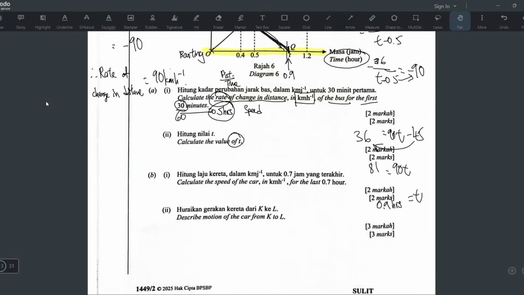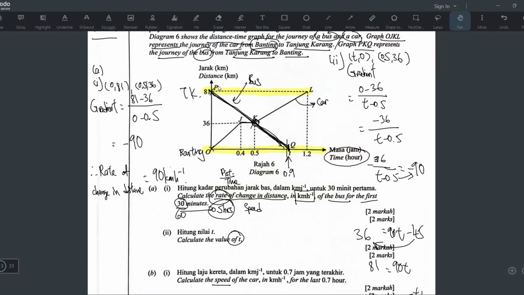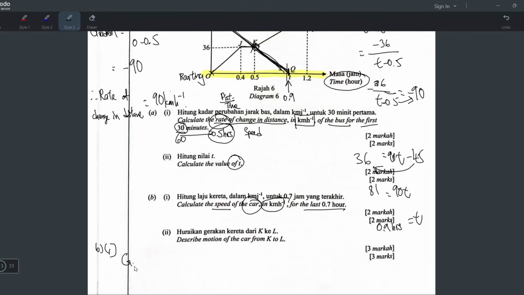Okay, let's do B1. B1 wants us to find speed. So use gradient again. Yes, because this is a distance time graph. For a distance time graph, to find speed we use the gradient. But this time they want it for the car, for the last 0.7 hour, and the unit is kilometer per hour. So first I will write gradient, and then we need two coordinates to find gradient.